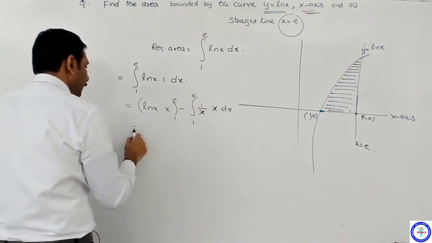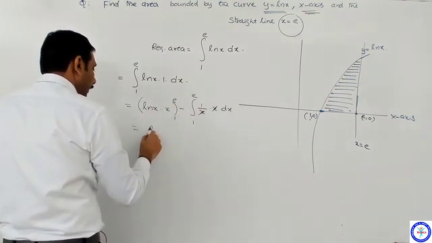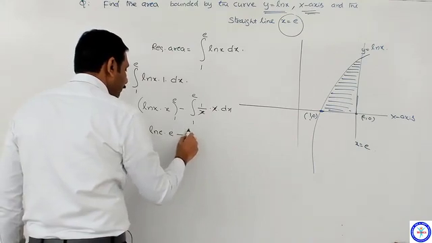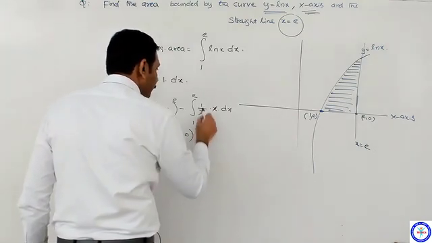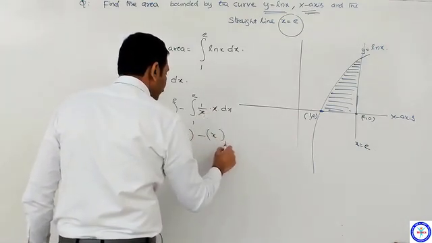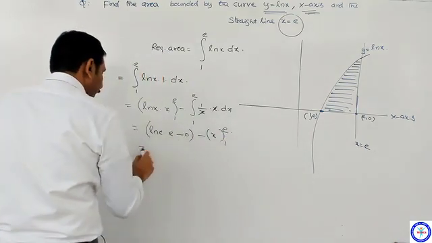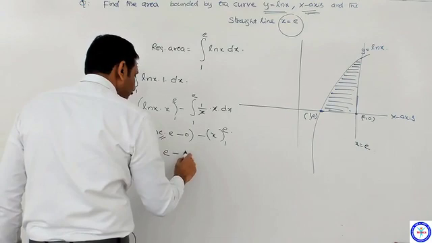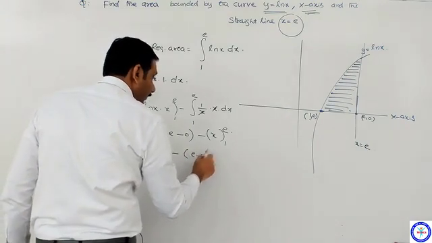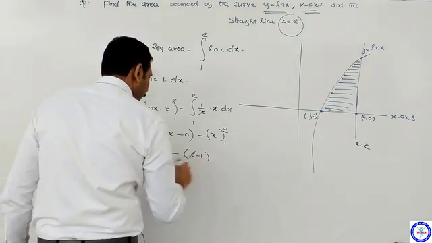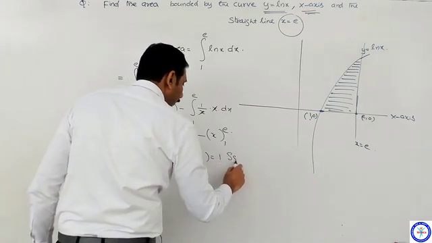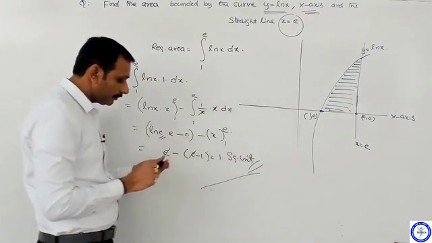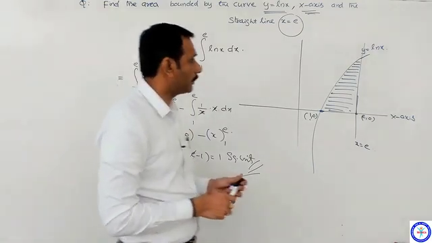Here x will get cancelled. If I substitute here, ln e into e minus ln 1, anyhow 0, minus integration is x limits 1 to e. Here ln e value is 1, it is e minus of e minus 1 for this one. This e will get cancelled, equal to 1 square unit will be the answer. Hope you understood this one.